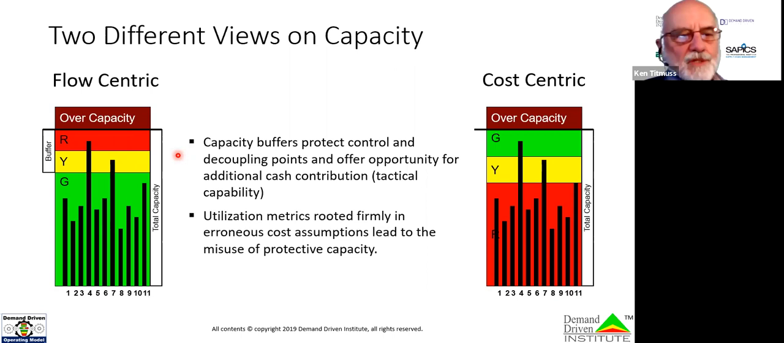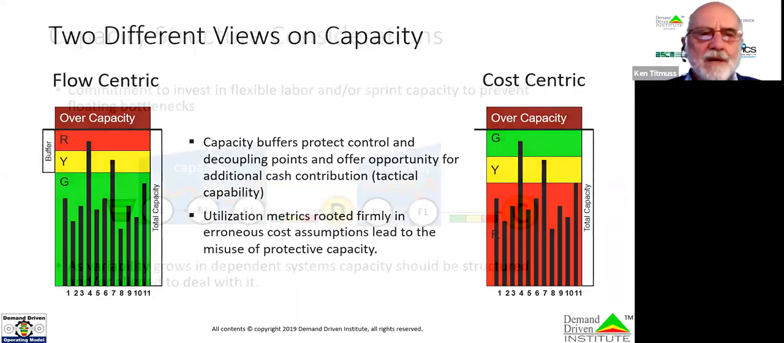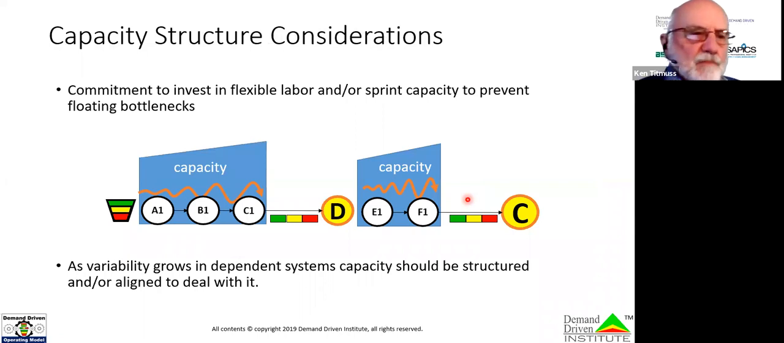Utilization metrics rooted firmly in erroneous cost assumptions lead to misuse of protective capacity. The boss always wants to see the machines running if we're working in a cost-centric operating model. I don't want to see those machines standing because it's costing me money. But it's going to cost you more money in the long run because you've made stuff that nobody wants. So capacity structure considerations: commitment to invest in flexible labor or sprint capacity to prevent floating bottlenecks.